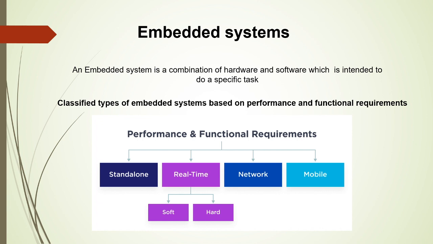These embedded systems are classified into some types based on their performance and functional requirements. They are standalone embedded systems, real-time embedded systems, network embedded systems, and mobile embedded systems. And real-time embedded systems are again classified into soft real-time embedded systems and hard real-time embedded systems. Let's go through this.